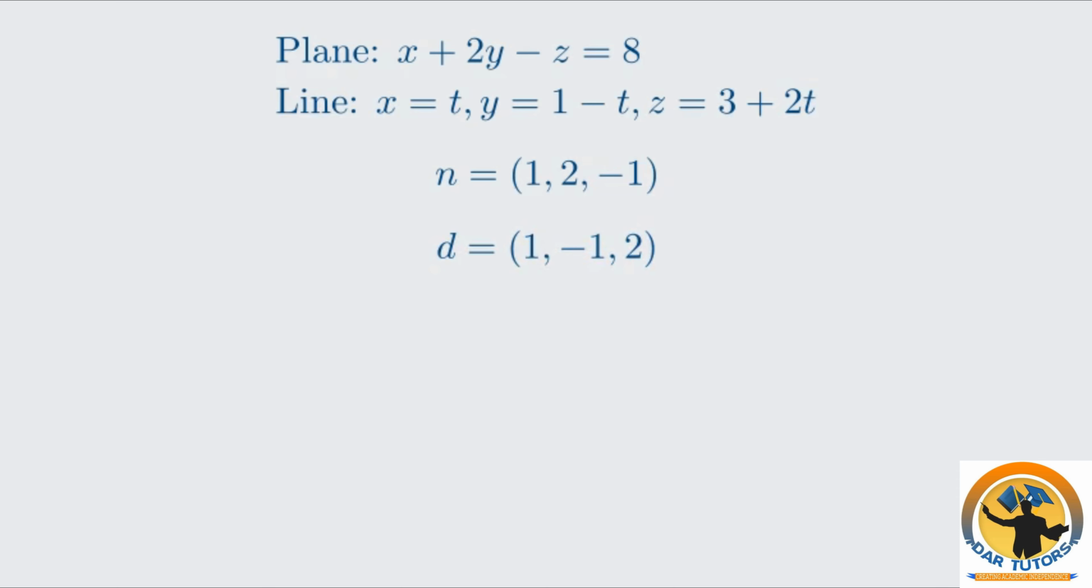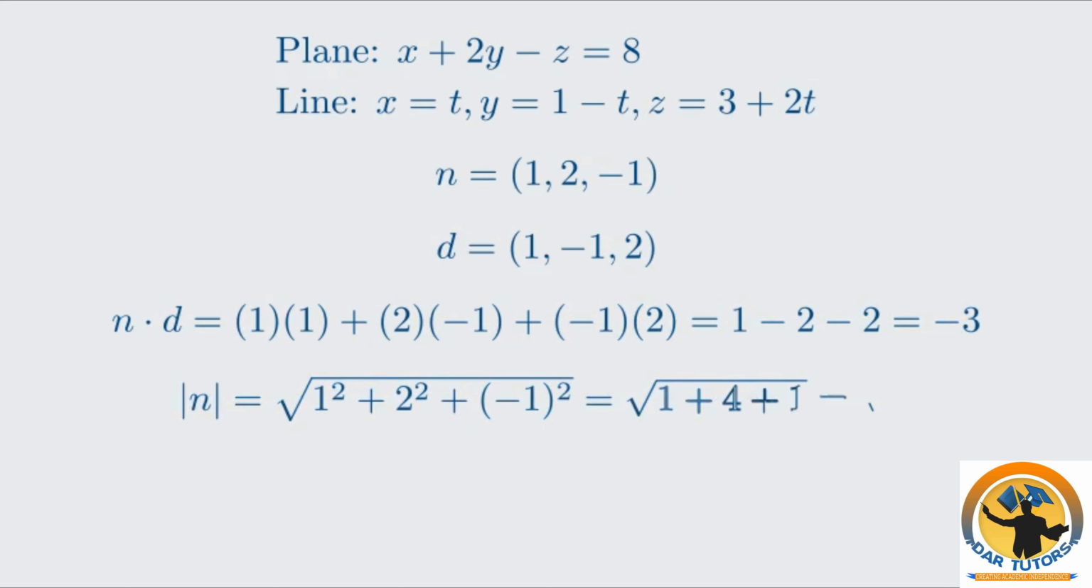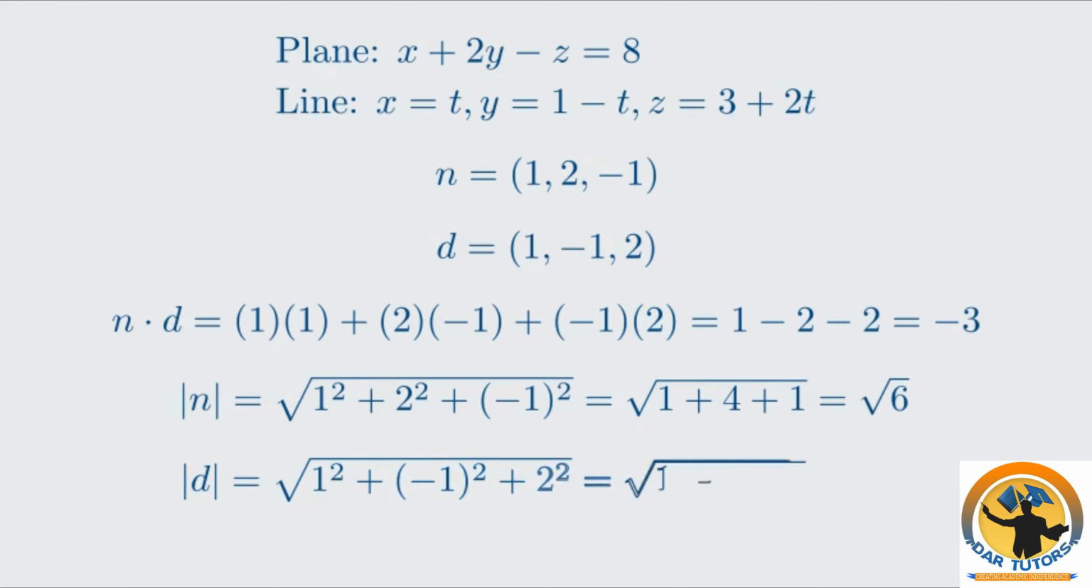Now we have our two vectors. Let's calculate their dot product and magnitudes. The dot product, n dot d, is 1 times 1, plus 2 times negative 1, plus negative 1 times 2. This simplifies to 1 minus 2 minus 2, which equals negative 3. The magnitude of n is the square root of 1 squared plus 2 squared plus negative 1 squared, which is the square root of 6. The magnitude of d is the square root of 1 squared plus negative 1 squared plus 2 squared, which is also the square root of 6.